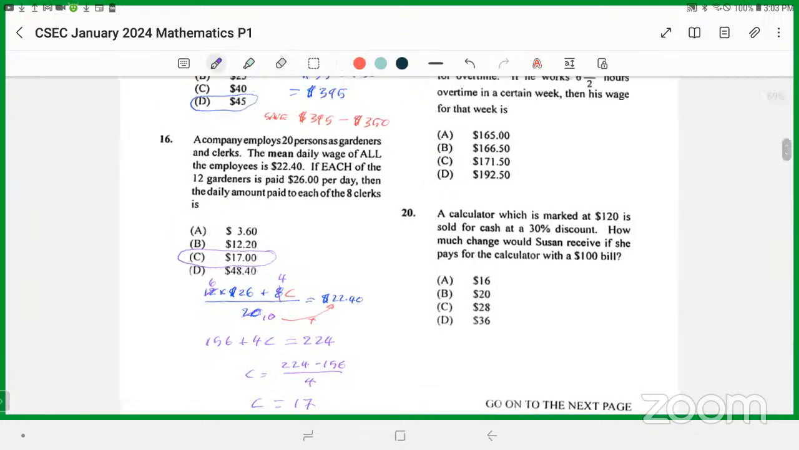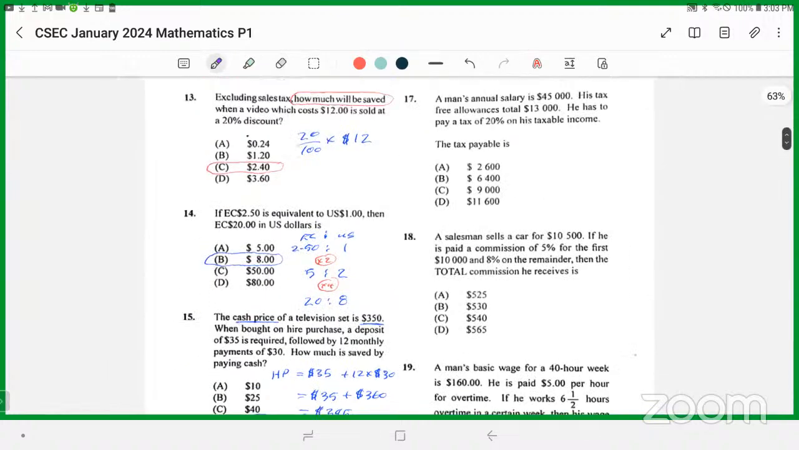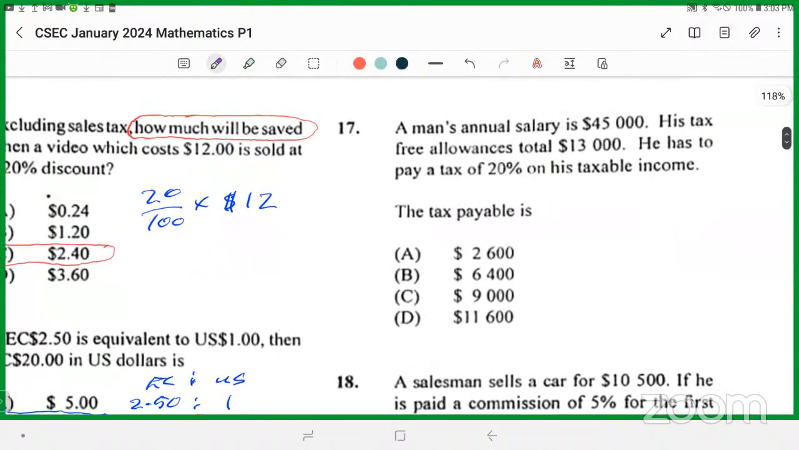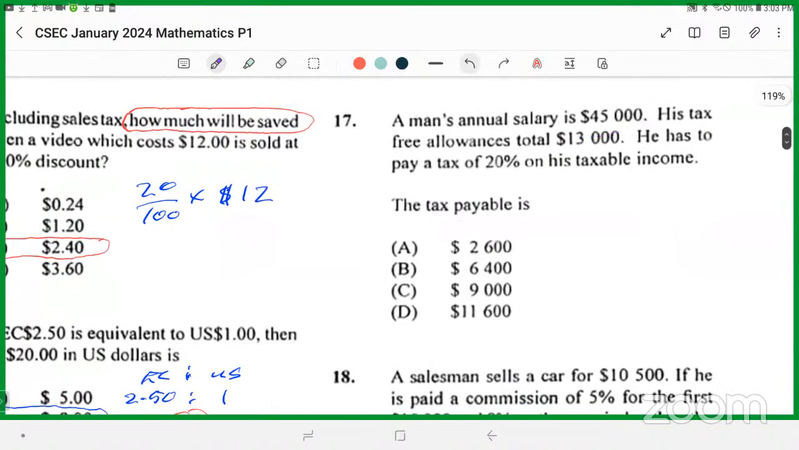All right, up here now. Number 17 says, a man's annual salary is 45,000. It says his tax-free allowance is 13,000, which means you subtract this before you start to take any tax. He has to pay 20% tax on his taxable income. The tax payable is what?